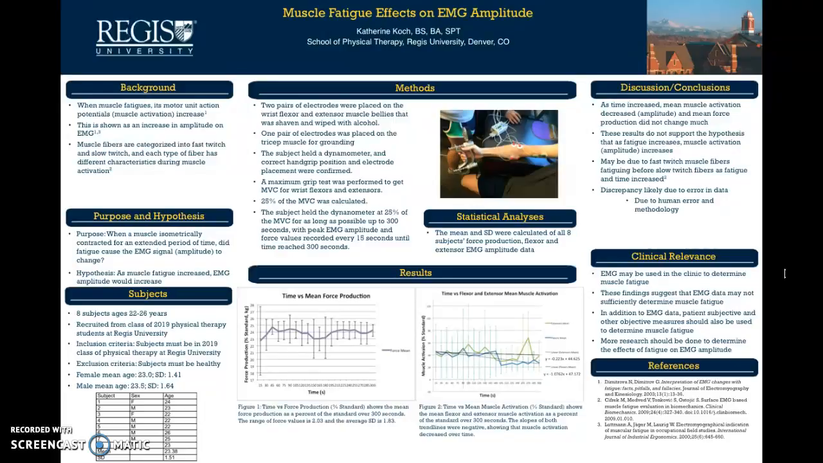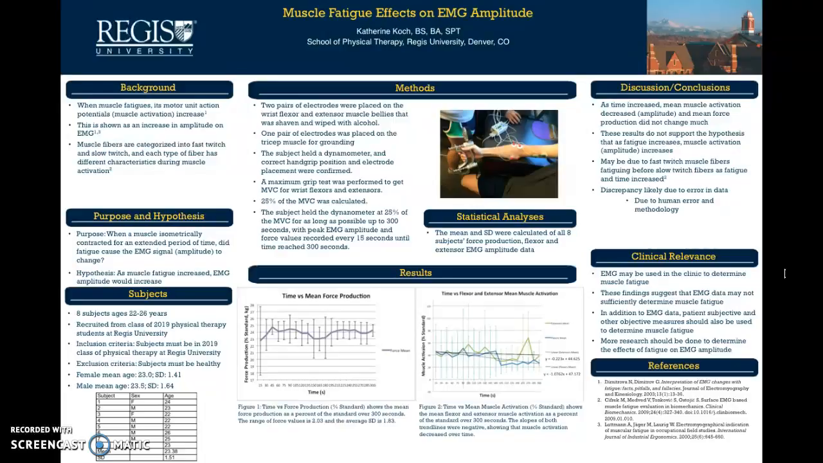Later, the mean and standard deviation were calculated for all 8 subjects' force production and EMG data. These values were entered into a table and then into the 2 graphs in the results section. In Figure 1, time is plotted against force as the purple line. The mean force production, which was supposed to remain constant, did not vary much over time.